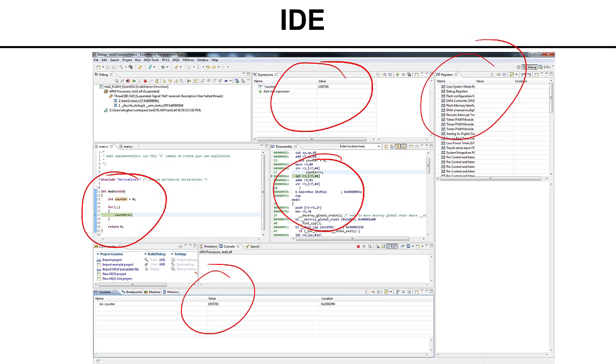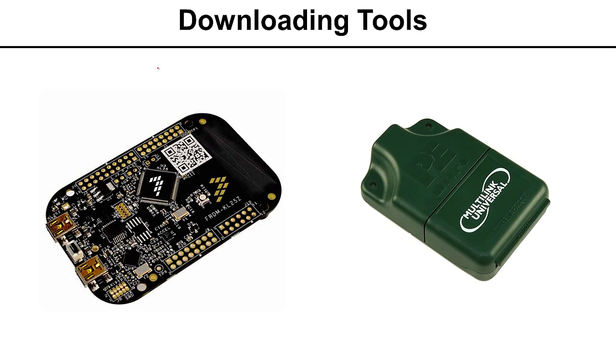It kind of puts this all into a view that, for example, I have a go button. You can single step and step through code. This is what an IDE does for you. It makes your life much easier. Now, you need a way of getting code on the chip.